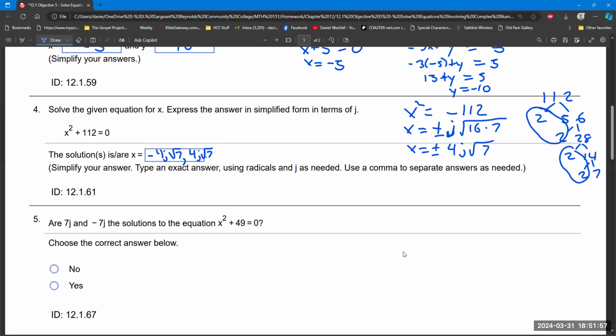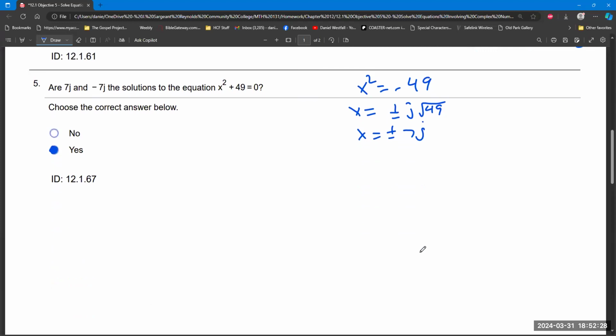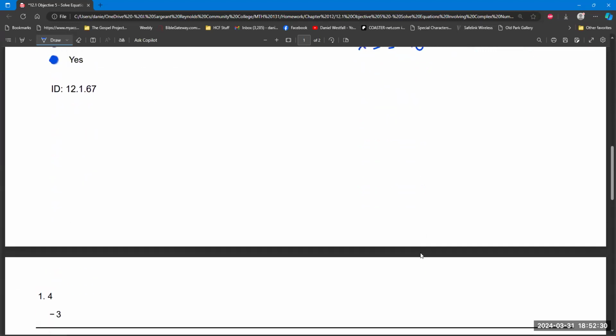Are 7j and negative 7j the solutions to this equation? Yes, they are. x squared equals negative 49. x equals plus or minus j root 49. x equals plus or minus 7j. So yes, they absolutely are the correct solutions to that equation. And I believe that's everything.